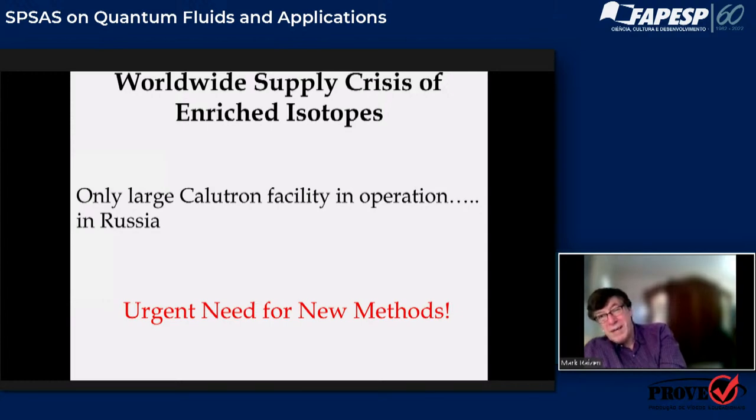And with the news coming out of Ukraine, I think we understand that this is not a very reliable supply, and probably with sanctions, we will not even be able to get those isotopes anymore, at least for a while. So there was a longstanding recognition that there's an urgent need for new methods.